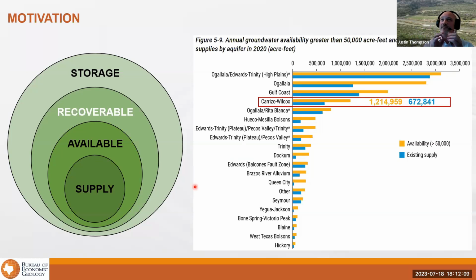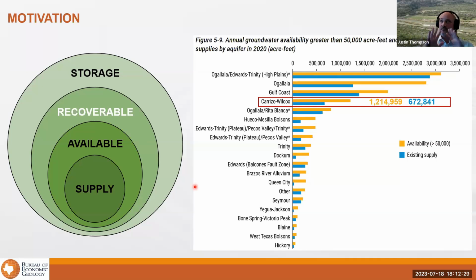Okay, so that's kind of this disconnect between, certainly between storage and availability. And then finally, we've got supply. Supply is pretty easy to understand. It's a subset of availability. It's just the amount of the available water that's connected to existing users via existing infrastructure.